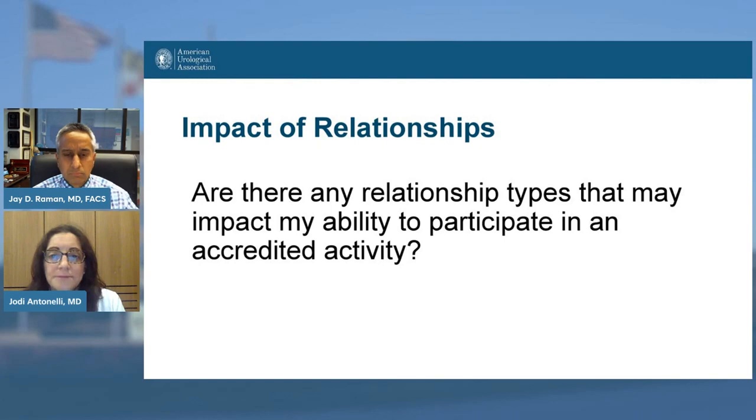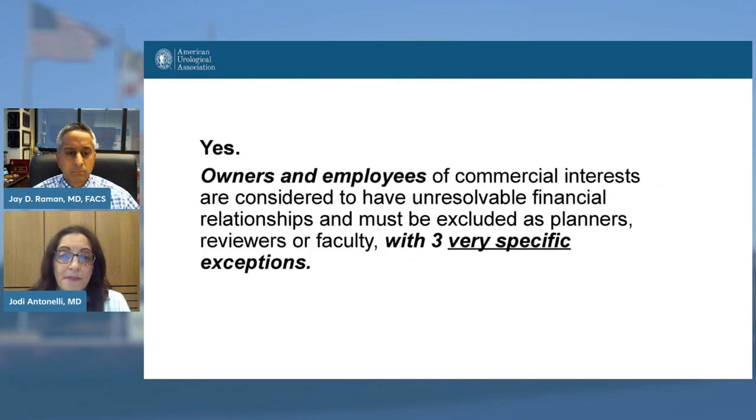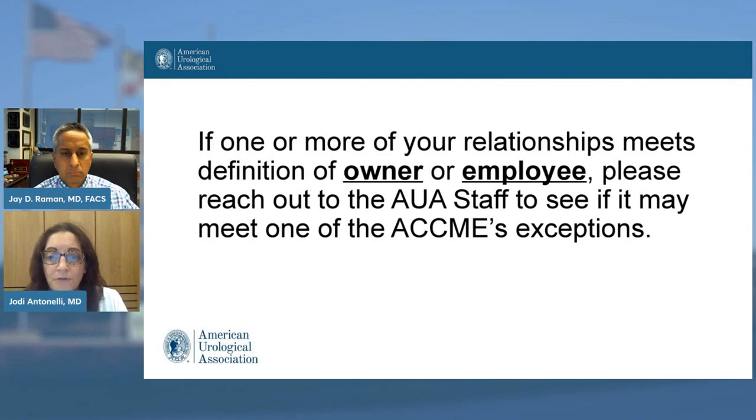So are there any relationships that may impact my ability to participate in an accredited activity? And the answer to that is yes. According to the ACCME, owners and employees of commercial interests are considered to have unresolvable financial relationships and must be excluded as planners, reviewers, or faculty, with three very important exceptions. So if you currently have a relationship with a commercial interest that meets the definition of owner or employee, please reach out to the AUA staff to discuss that relationship specifically before accepting any invitation to participate in accredited activities.